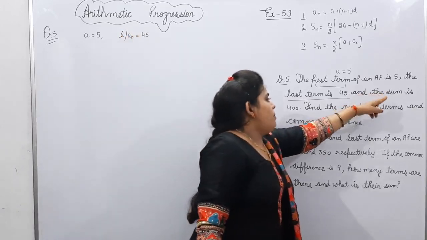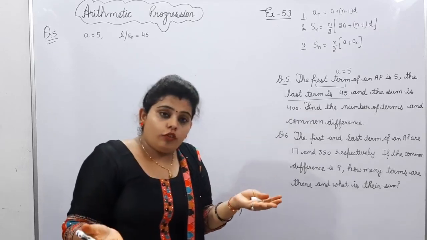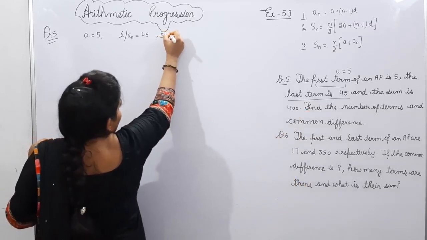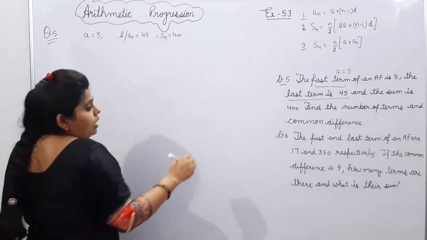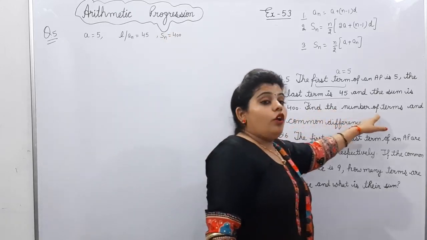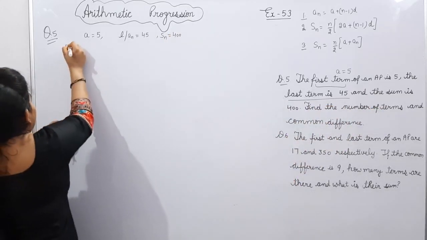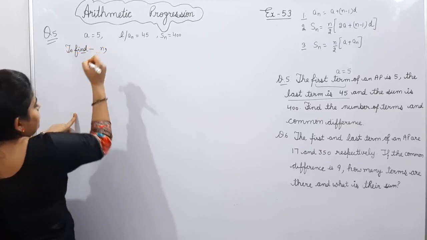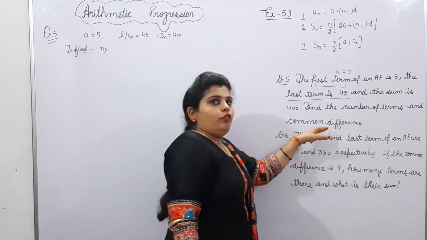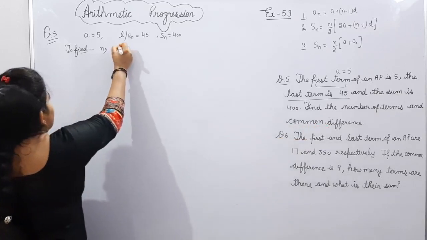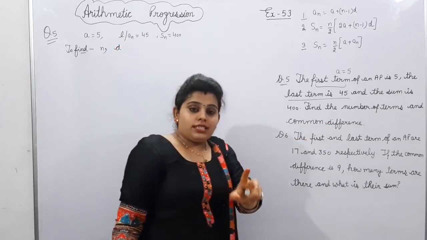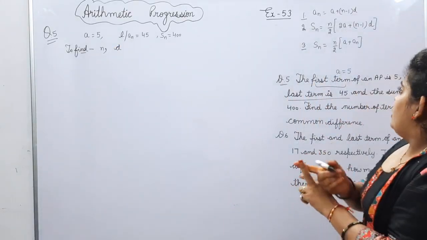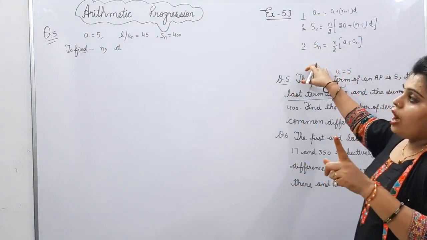Now, their sum is, means we don't know about number of terms and we are having sum. Means this Sn is equal to 400. Now, what we have to do? Find the number of terms. Dear students, what we have to find? To find n, number of terms, and common difference d. Means in this question we have to find two things. First is number of terms and second is common difference. Which formulas we will use here? These three formulas.